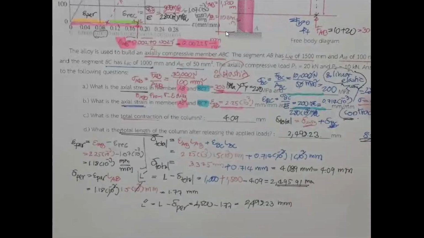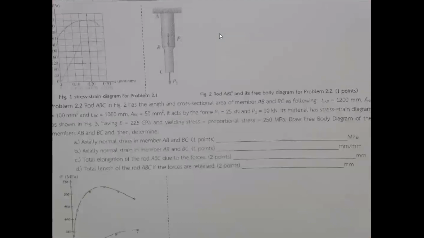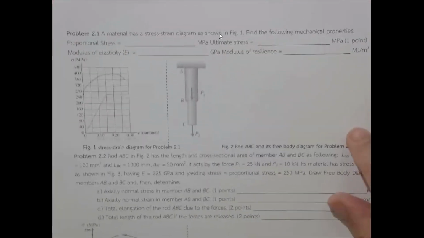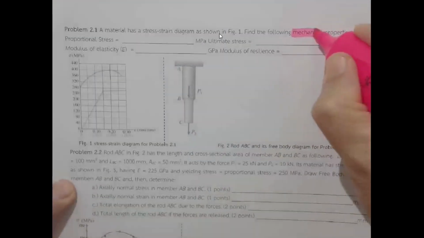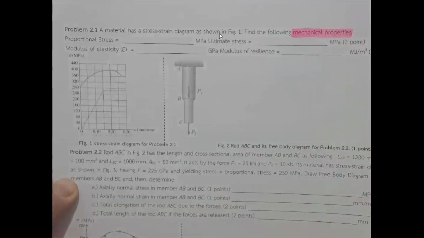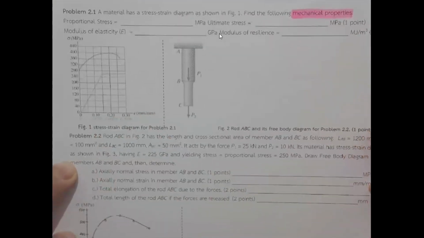And then let me move to the next one. On the next one, the problem is also separated into two portions as before. The first portion asks you to determine the mechanical property. And since the graph is similar to the previous one, I will let you do it by yourself. Okay. And then move to another one.